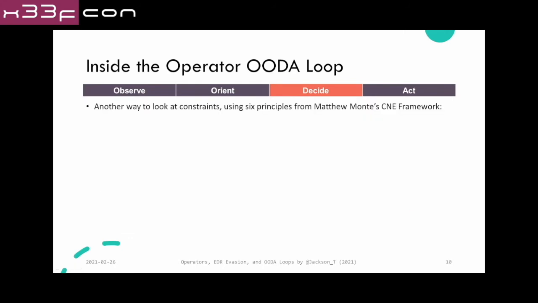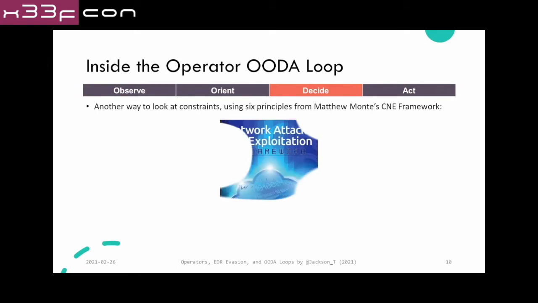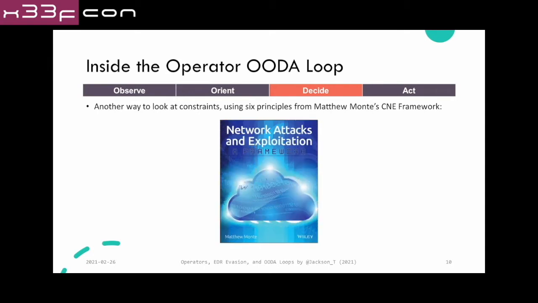So at this point, we're going to take a small detour, and I'll show another way to look at constraints by using 6 principles from Matthew Monti's Computer Network Exploitation, or CNE framework. He wrote about these in his book called Network Attacks and Exploitation, which is definitely a gem as far as offensive security books go. Although I'll try to spend the next few minutes describing these principles, I just can't quite do it justice here, so I'd recommend getting his book instead. It's not too long of a read, and you can probably just spend a weekend ingesting the material there.